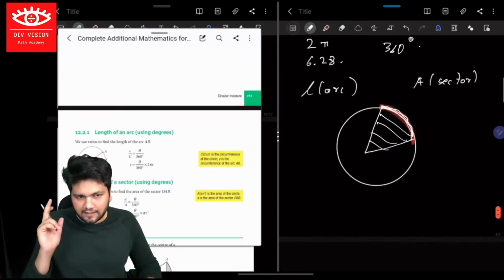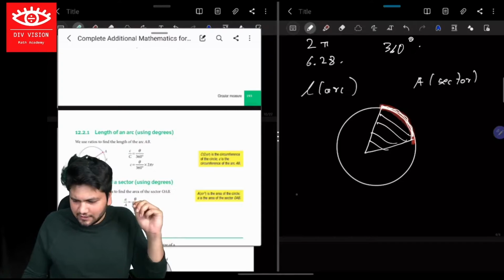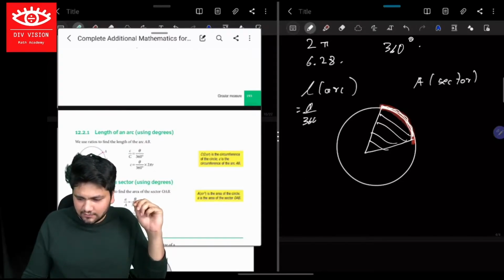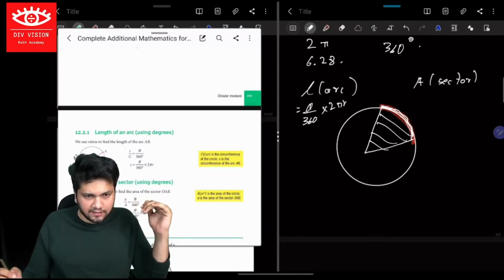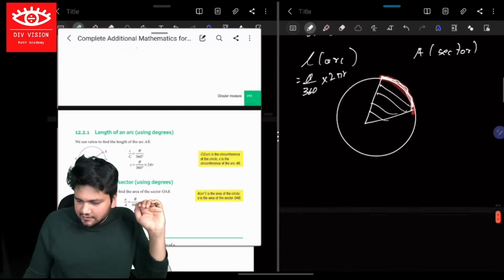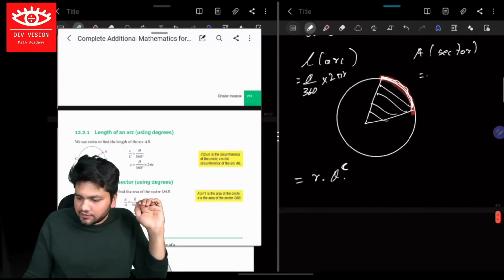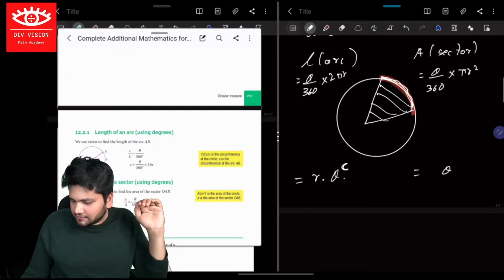Now I'm going to give you the formula which we used before. We know that length of arc is theta upon 360 into 2 pi r, that we previously learned. But if the angle is in radians, the formula is very simple. It's simply r into theta, provided theta is in radians. Similarly, we know area of sector was theta upon 360 into pi r square. If the angle is in radians, it's just half r square into theta.